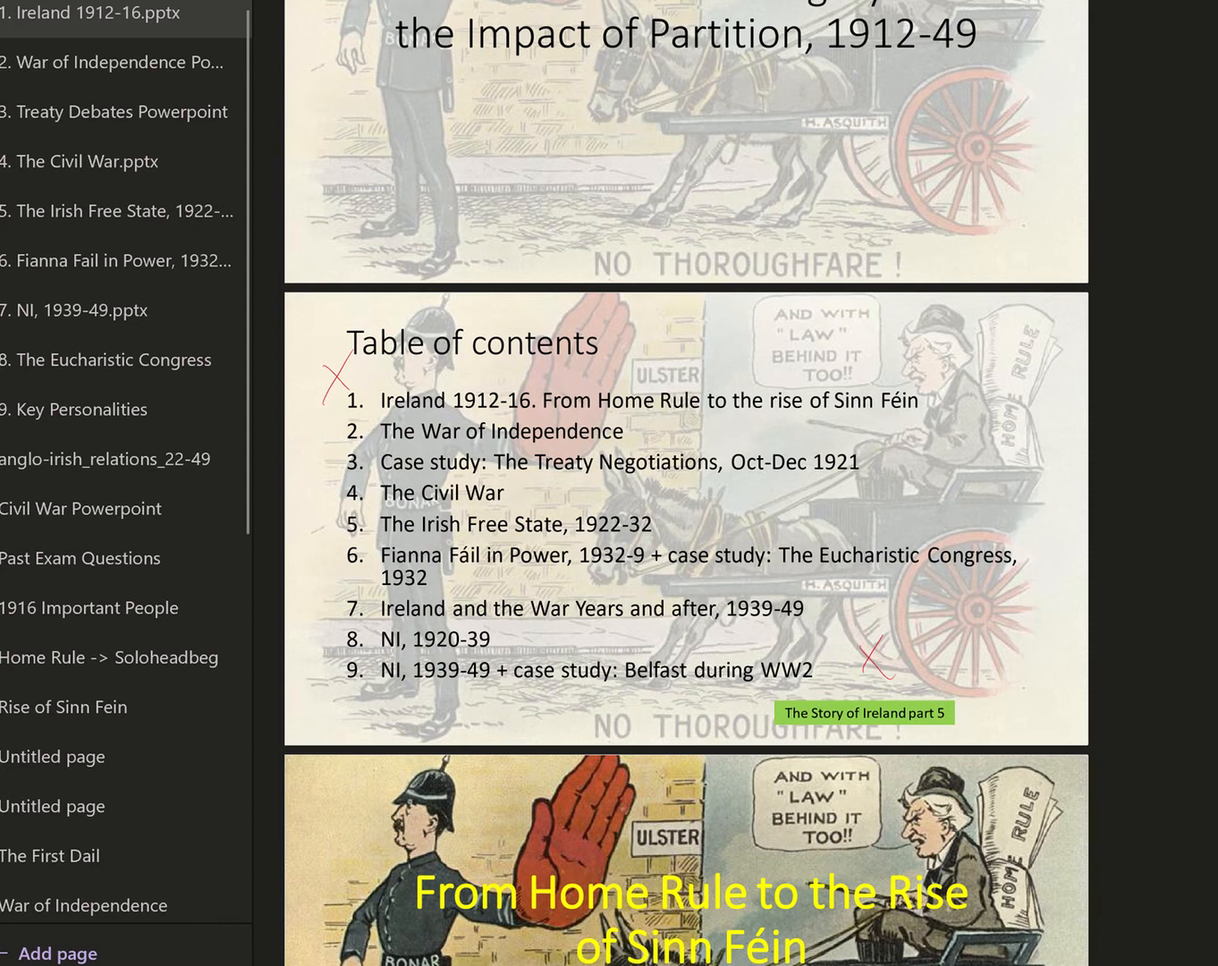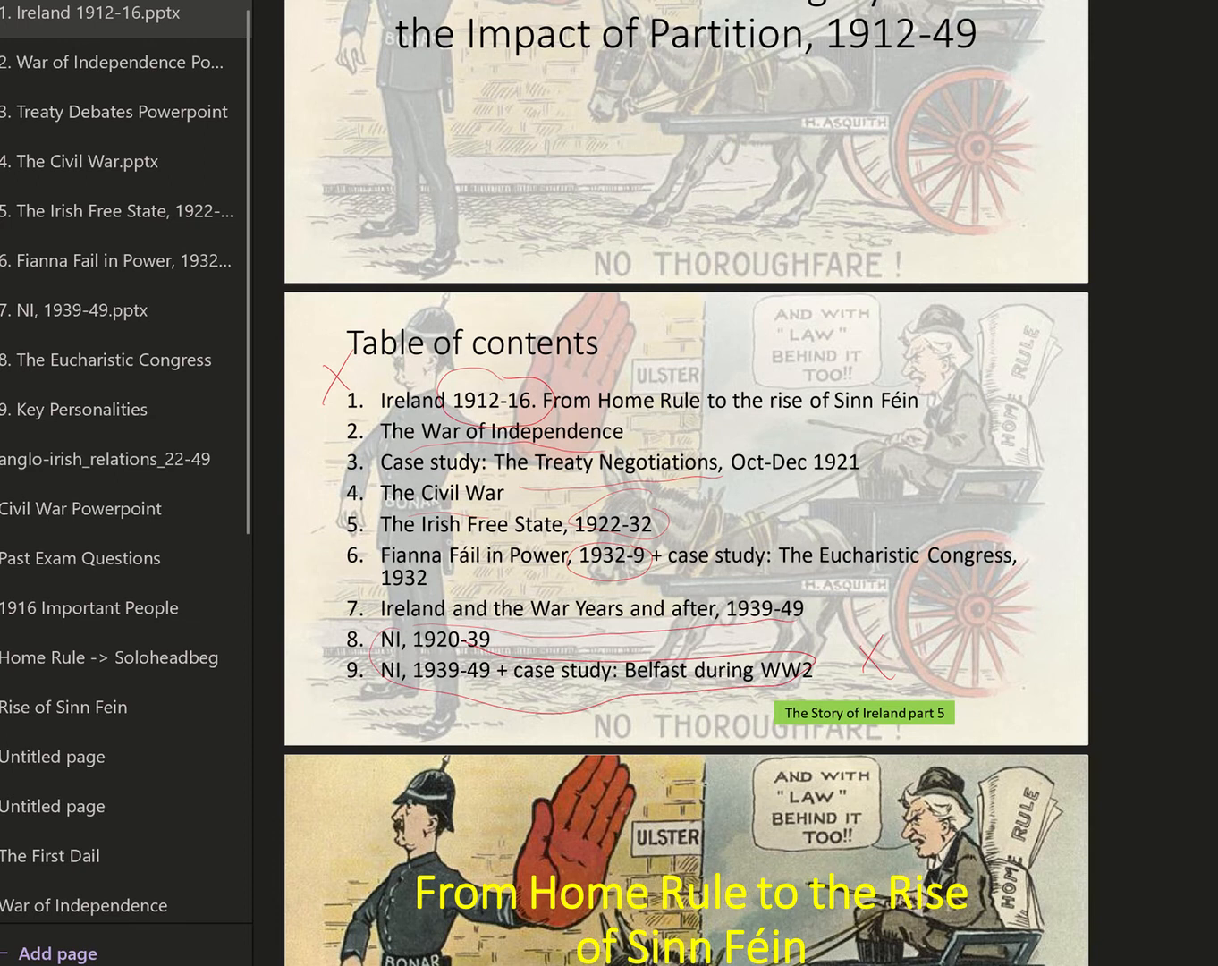So from Ireland 1912 to 1916, essentially Ireland and the road from Home Rule up to the Easter Rising, the War of Independence, the treaty negotiations, which is a case study, the Civil War, which is a nice short one, the Irish Free State, Fianna Fáil in power, Ireland during World War II and the years after, and then you have 2 Northern Irish topics.